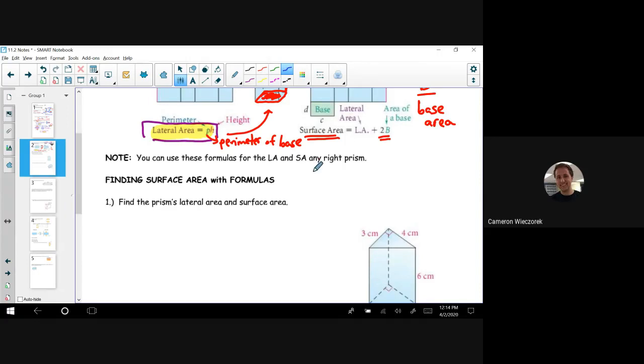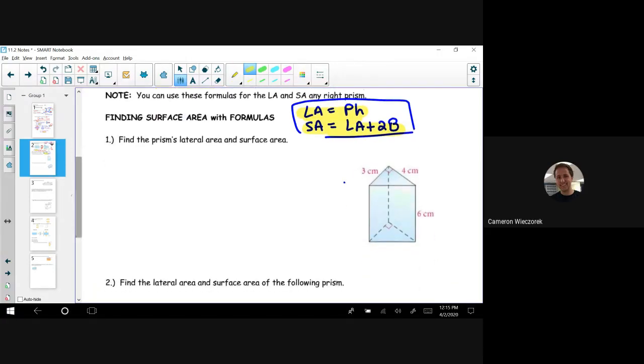I'm going to write those one more time here just so we have them for the next couple problems. Lateral area is going to be perimeter of base times height, and the total surface area is going to be the lateral area plus 2 times the area of the base. But those are our two big formulas for now. Let's do the next couple without having to draw the net diagram. Let's use that instead. Make things a little bit quicker.